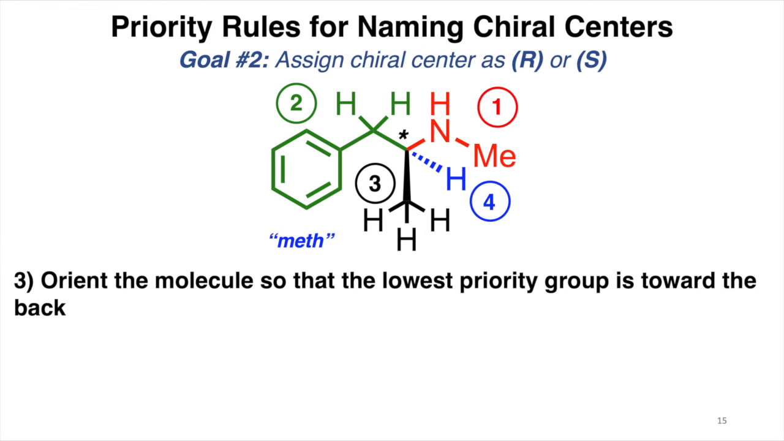Nice job! So now let's move on to goal number 2 of assigning the chiral center as either R or S. To do this, we first have to orient the molecule so that the lowest priority group, number 4, is towards the back. In this molecule, the lowest priority group is hydrogen in blue, which is already on a dashed bond, which means we do not have to do any more rotations to this molecule.